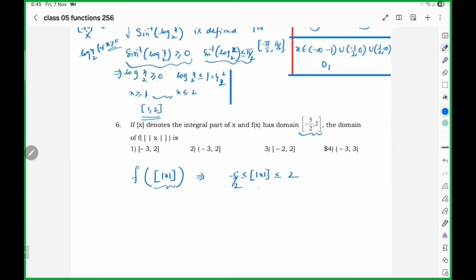As I already discussed, here there are two parts. It can be even 2.3; the floor of 2.3 is 2. You can go up to 3. That means here I can go up to 3. That means x lies between -3 and 3.